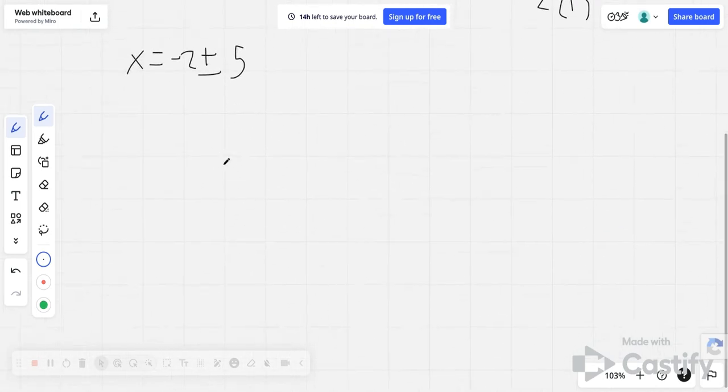So now we can write it as two equations. Negative 2 plus 5 and negative 2 minus 5. This gives us negative 2 plus 5 is 3, and negative 2 minus 5 is negative 7.